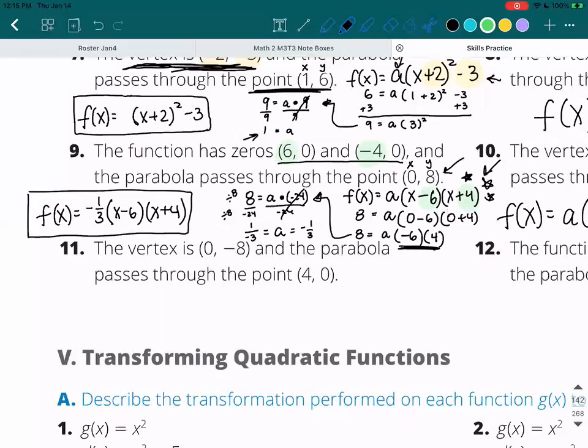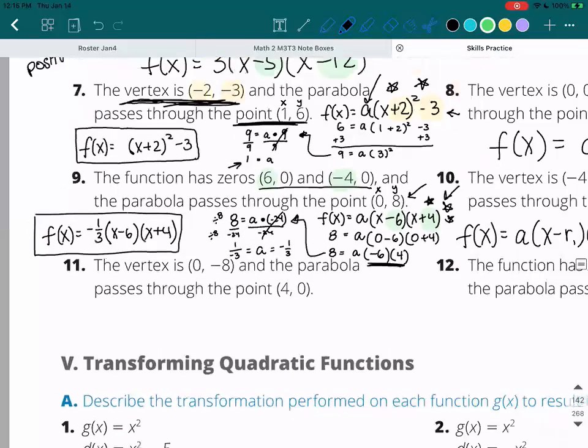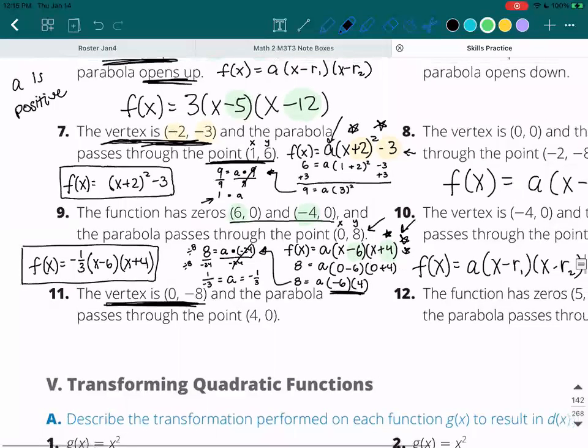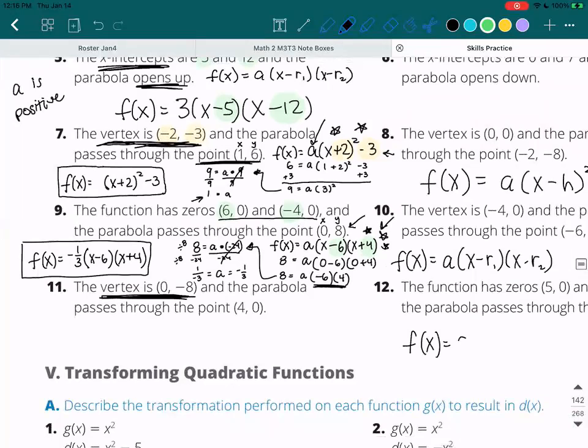Okay, and number 11 is really similar to number 7, but we're going to do it anyways together. So it says the vertex is (0, negative 8), and the parabola passes through the point (4, 0). So remember, if it tells us our vertex, then we are going to choose vertex form. If it's a vertex that they give us, then we choose vertex form. So let me remind you what vertex form looks like. Okay, that's your vertex form. Let's plug in our vertex into the vertex form.